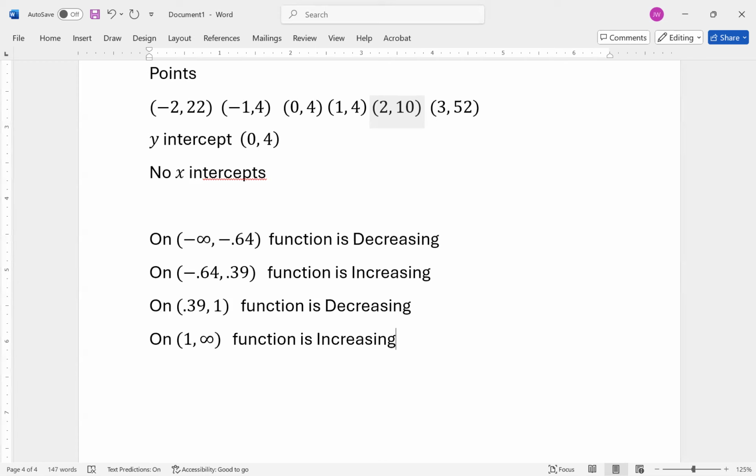So those are the intervals where our function is decreasing and increasing. From negative infinity up to about that negative 0.64, the function was decreasing. From negative 0.64 to positive 0.39, our function was increasing. From positive 0.39 to 1, the function was decreasing, and then from 1 and on, the function is increasing.